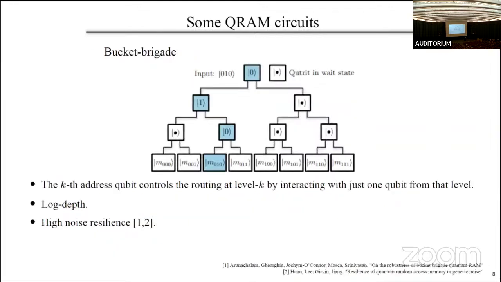And there's a more sophisticated one, the bucket brigade, in which instead of having your address qubits control all the target qubits for a certain level of your tree, you send your address qubits down the tree to create a path, such that your target qubit interacts with one address qubit per level. It has much higher noise resilience, as was shown by some papers recently.